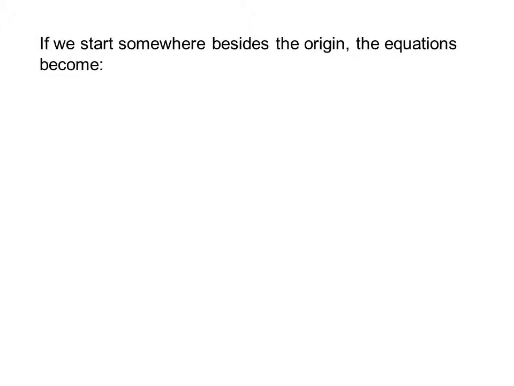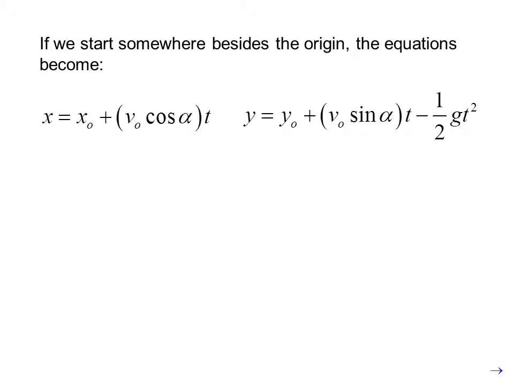If we start somewhere besides the origin, the equations become x equals x sub 0 plus v sub 0 cosine alpha t, and y equals y sub 0 plus v sub 0 sine alpha t minus 1/2 gt squared. This might be a good time to note that the equations we just developed regarding flight time, distance traveled, and maximum height all assume the projectile was launched from the ground on a flat surface.